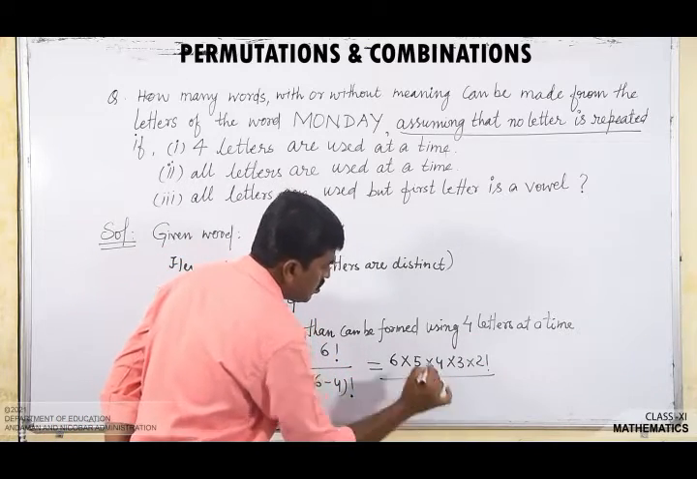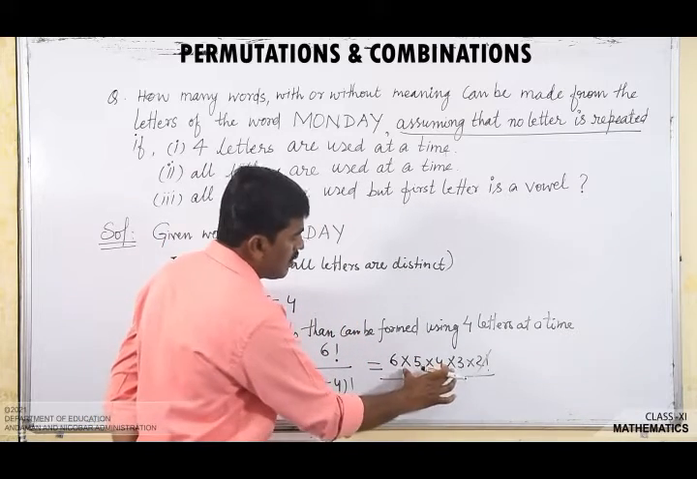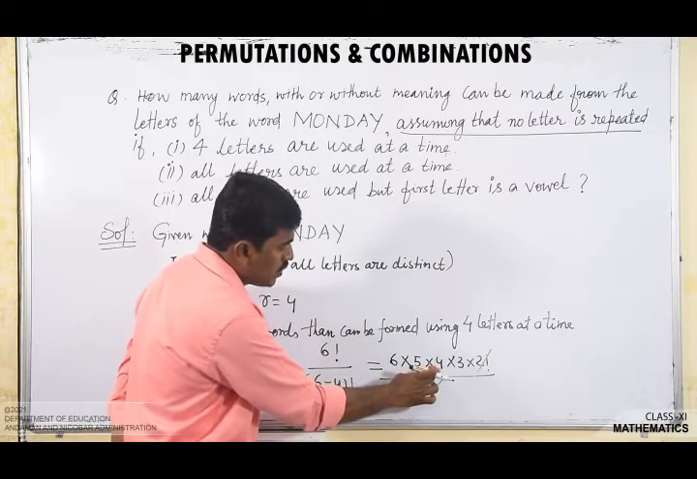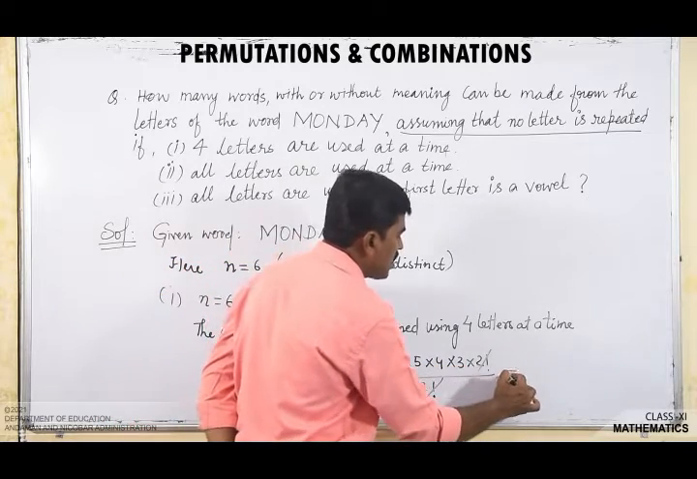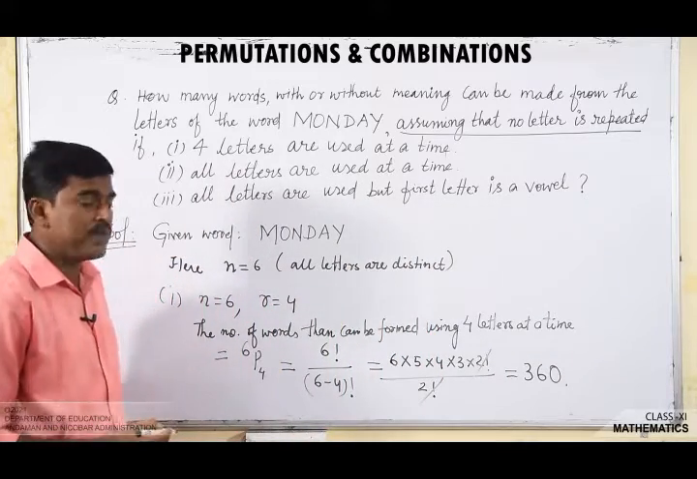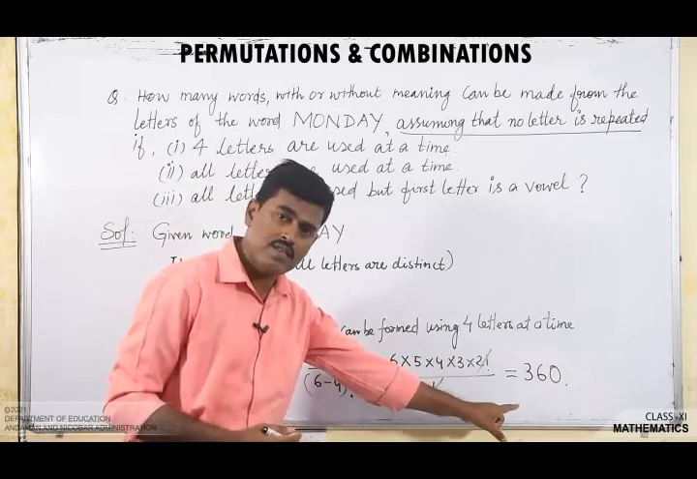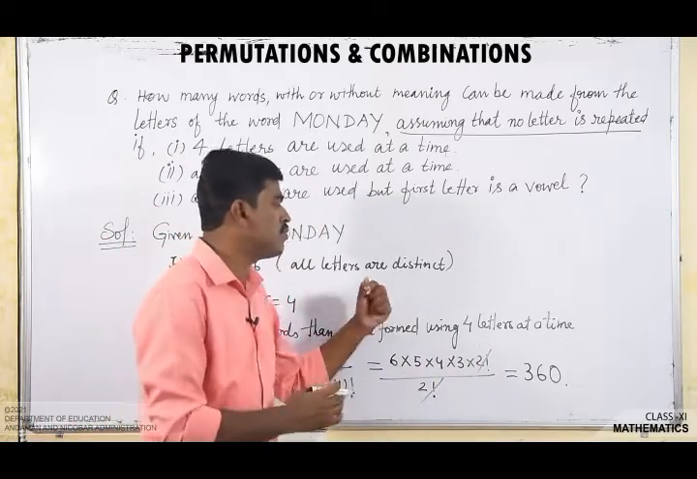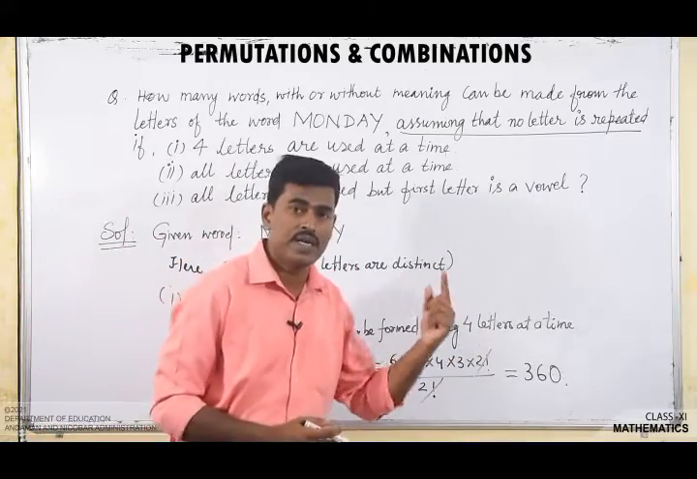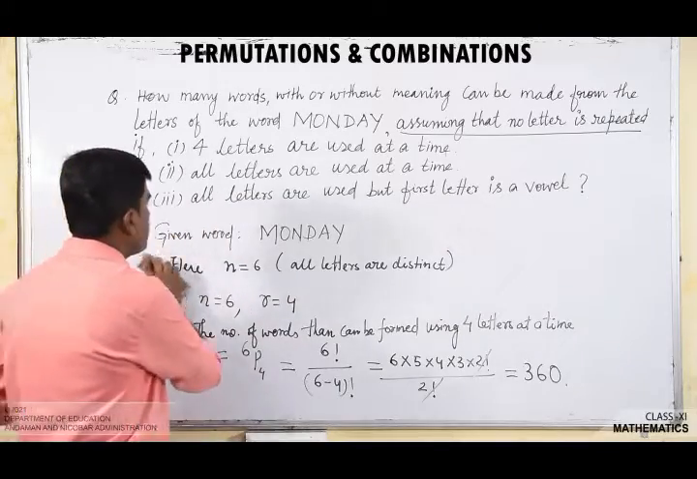So it is divided by 2 factorial. 2 factorial gets cancelled. So if we multiply, this is 30 into 4, that is 120, 120 into 3, that is equals to 360. So the answer is 360. That means the required number of words is 360. That means the number of words which can be formed using the letters of the word Monday taken 4 letters at a time. Clear? Now let us move on to the second part.